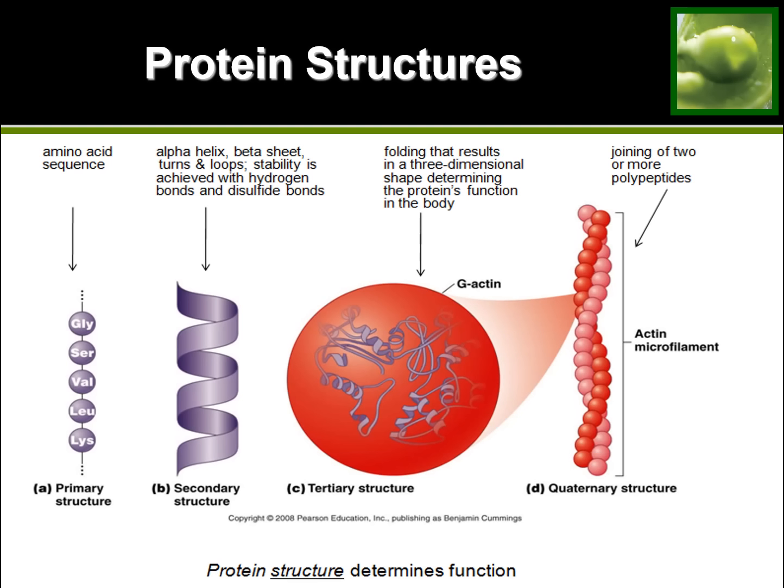The last one we have is the quaternary structure, which is when more than one polypeptide joins together. So the ones that we've been discussing so far all just involved one chain. When we have more than one polypeptide chain, that's when we call it a quaternary structure.